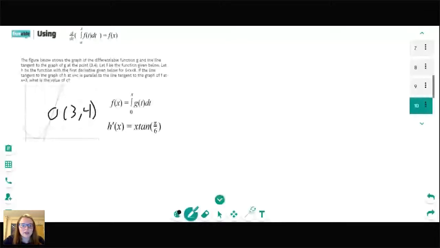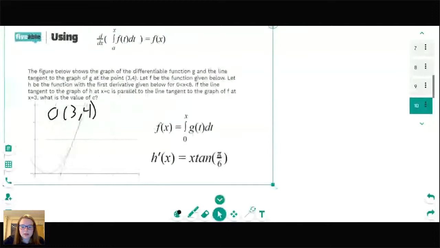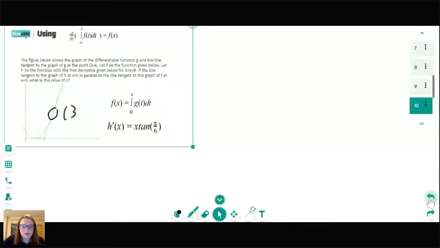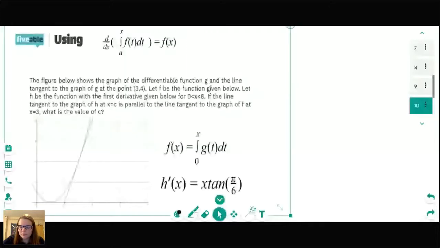It's too small? Okay, let me make this bigger for you. Is that better? Yeah. Let me just get that and I'll make it bigger. Can you see it better now? Okay. Good. Hopefully that's good for you guys now.